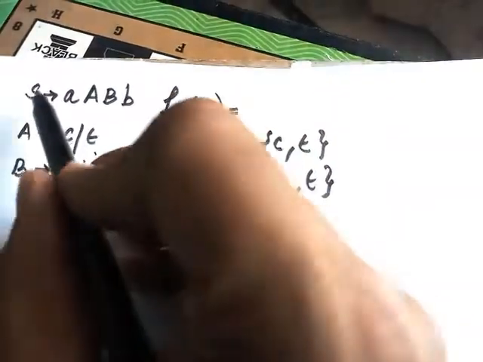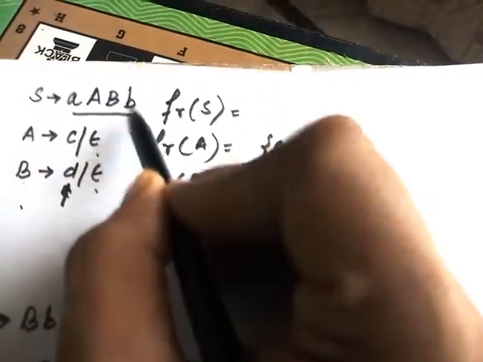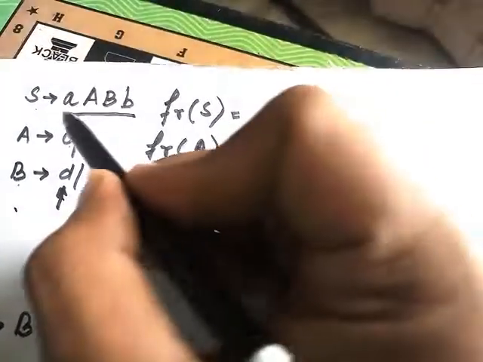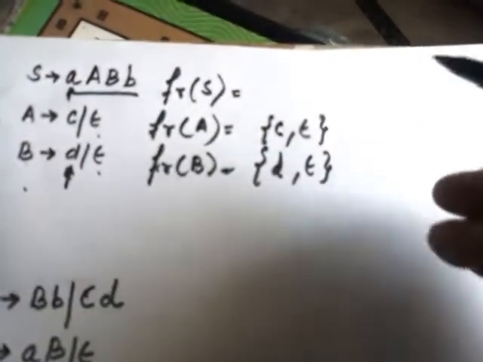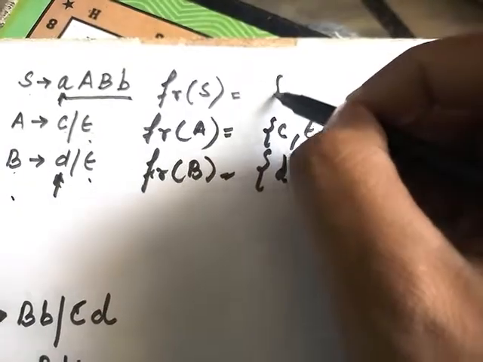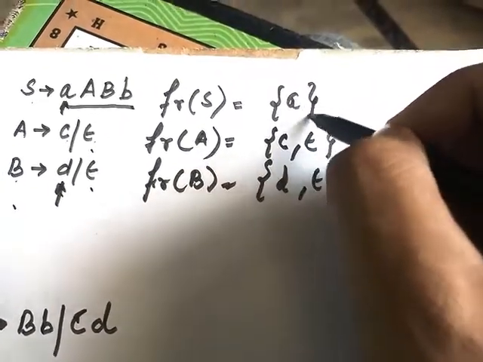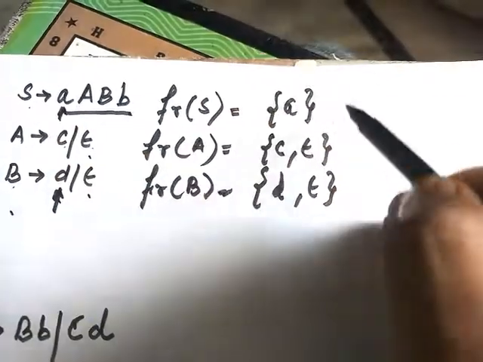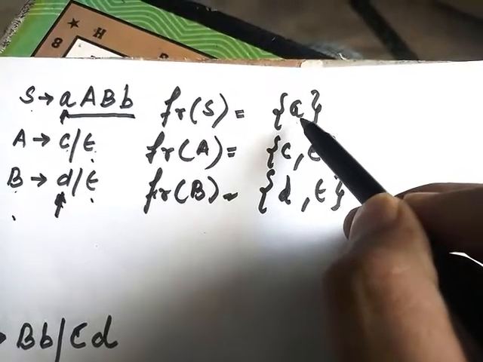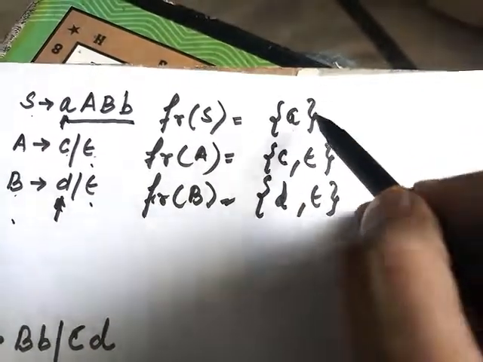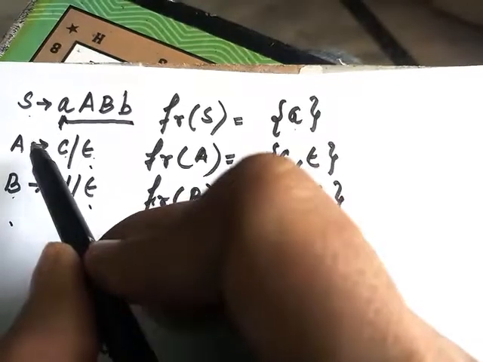Like this, what is first of S? S generates these symbols. What is the first symbol? A. If it is a terminal, then first of S is just the first symbol. If it is terminal, we just take it, and if it is a non-terminal, then we have to check what is the first of that non-terminal.